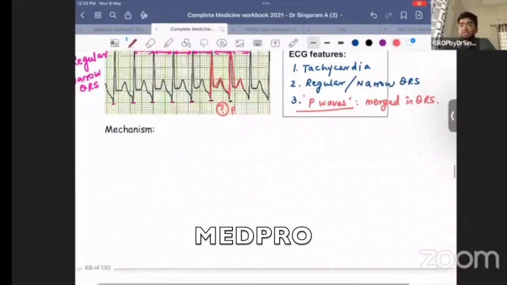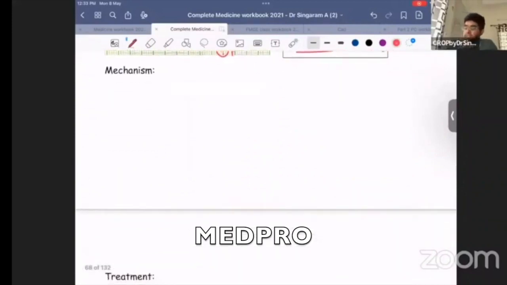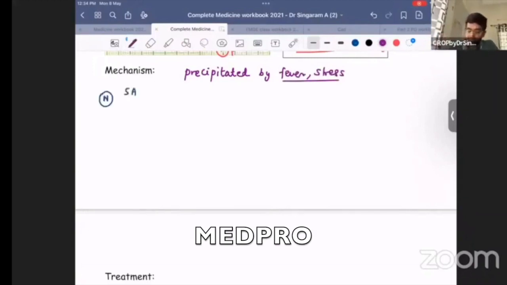Now I'm going to tell you about the mechanism, how this is occurring. Usually this is a condition which is precipitated by something like a fever or a stressful event, for example, competition. It has some precipitating factor like a fever or a stress. I will tell you what is going to happen. First, let us see what is normally happening. Normally, the SA node impulse passes to the AV node, and then to the bundle of His and the Purkinje fibers. That's what you all know about, right? This is the normal electrical pathway.